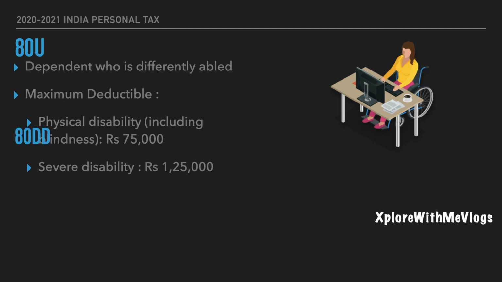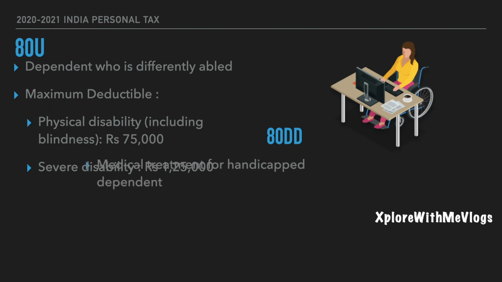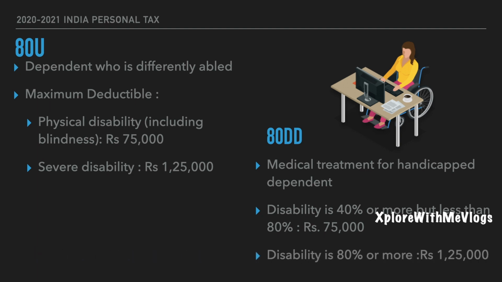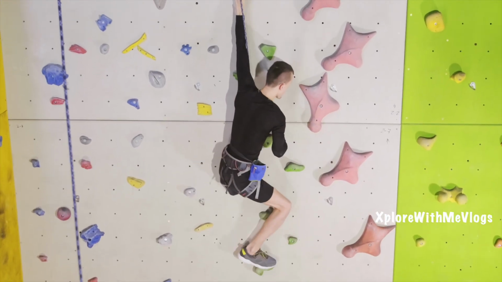Section 80DD can be used for a disabled dependent. If the disability is 40% or more but less than 80%, then the fixed deduction of 75,000 rupees is applied. If there is a severe disability, that is a disability of 80% or more, then the fixed deduction is set to rupees 1,25,000.